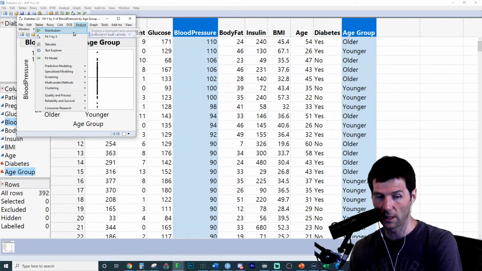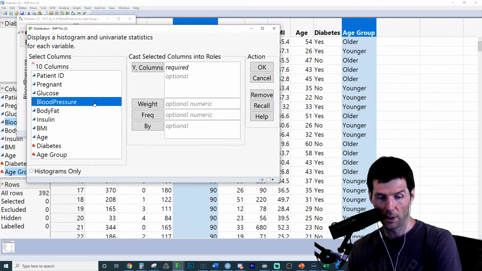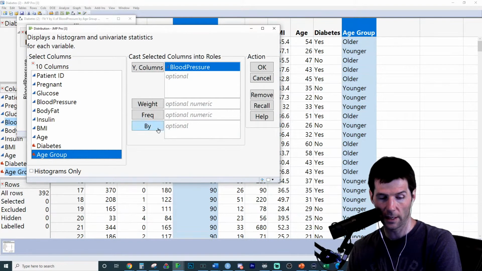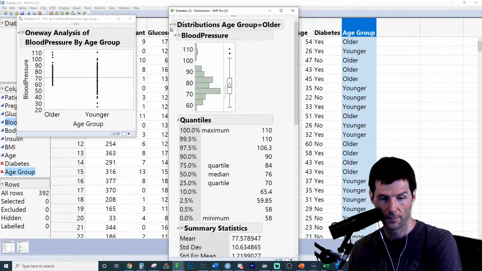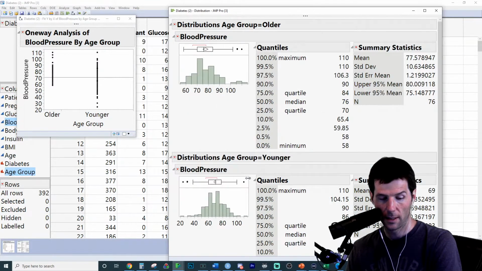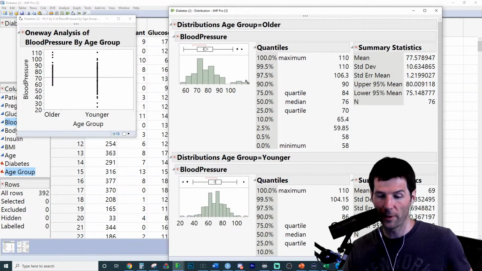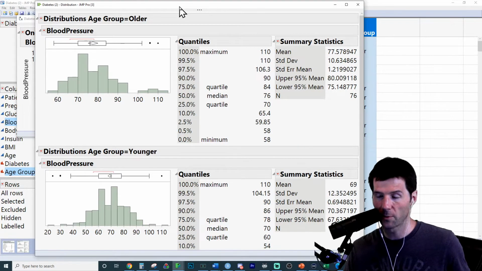We're talking about conditions here for the test. Blood pressure. Let's look at it. Yeah, there's a little bit of outliers. Mostly nearly normal, but we have a large sample size, especially for the bottom group.